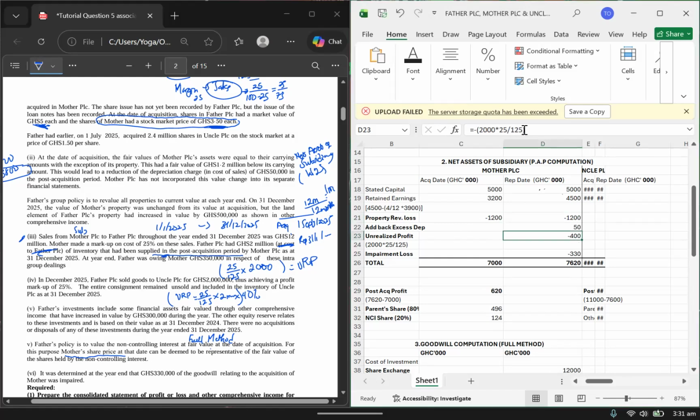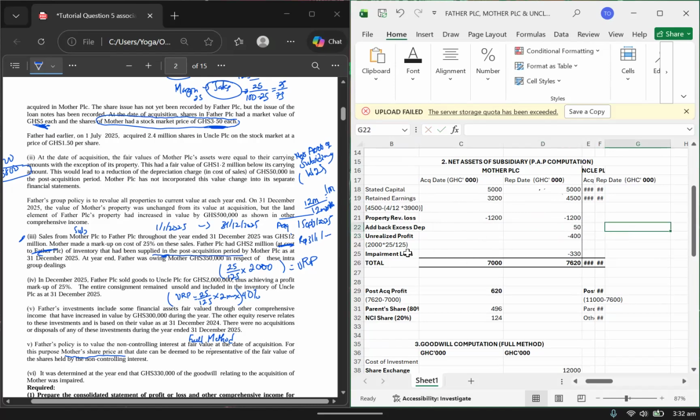So 25 over 125 times the 2 million. That's markup to margin. I intentionally negated it because when you come down here, on the profit, they will say subtract. The profit is already in their retained earnings, so you have to subtract it from their retained earnings here, to restore it back to the fair value.